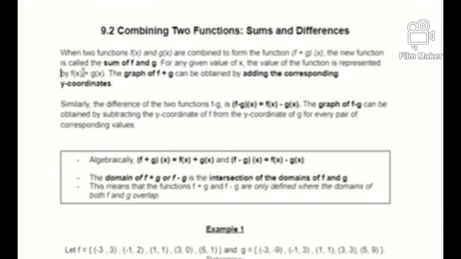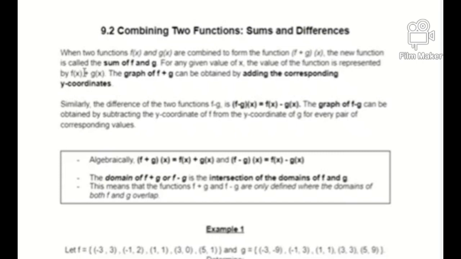So, when two functions f of x and g of x are combined to form the function f plus g of x, the new function is called the sum of f and g. For any given value of x, the value of the function is represented by f of x plus g of x. The graph of f plus g can be obtained by adding the corresponding y coordinates.